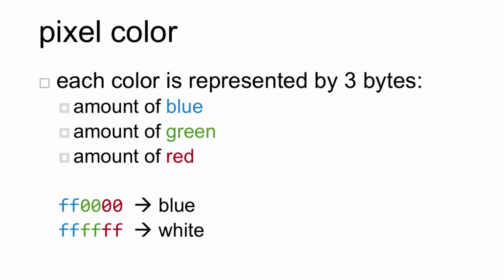Pixels are represented by 3 bytes, where each byte represents the amount of blue, green, and red respectively in that pixel. So if I were to say have the maximum amount of blue in a pixel, then I would have FF in the blue section. And if it were a pure blue pixel, then I'd have 0 green and 0 red. If, say, I had the maximum amount for blue, green, and red, then I'd have a white pixel.